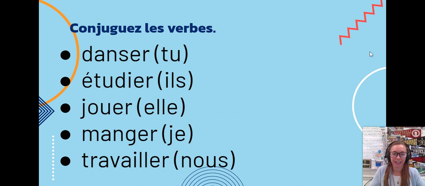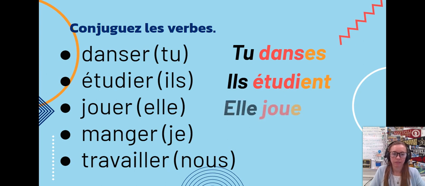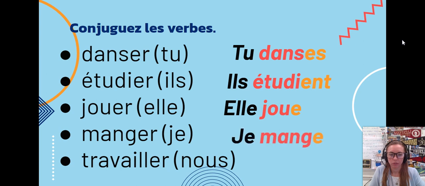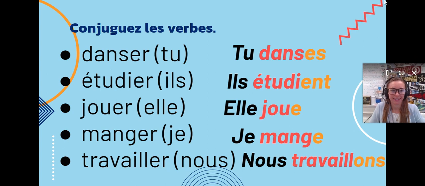Your turn. Try out these verbs. So remember, the first thing you're going to do is take off the ER. Our first one is danser. After that, we have ils étudient. Next, we have elle joue. Then we have je mange. And then we have nous travaillons. There's an ONS at the end there.